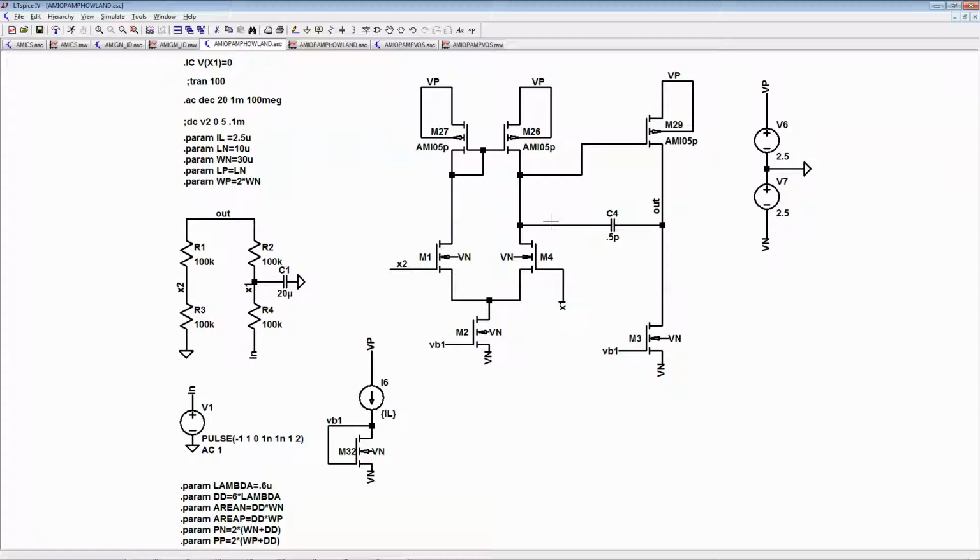Now, it's always good to kind of check things more than once. Sorry, something weird. No, I didn't know I was up to 32 transistors. So let's do a time domain.